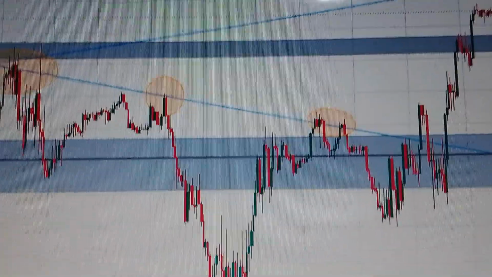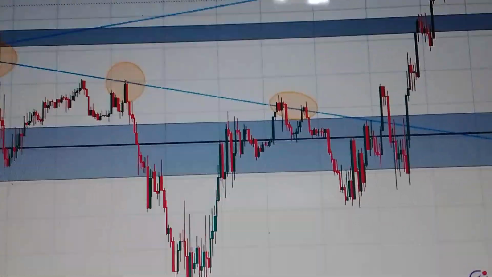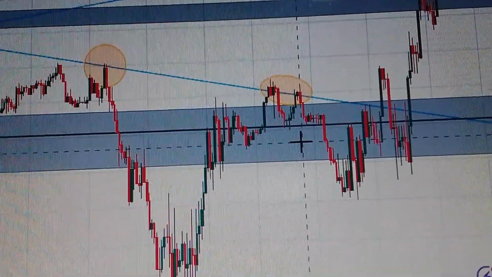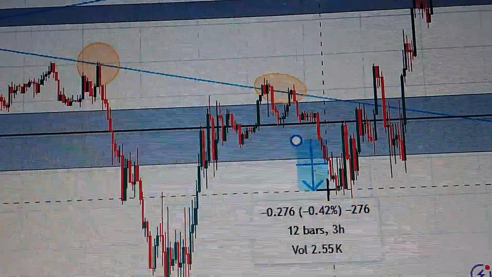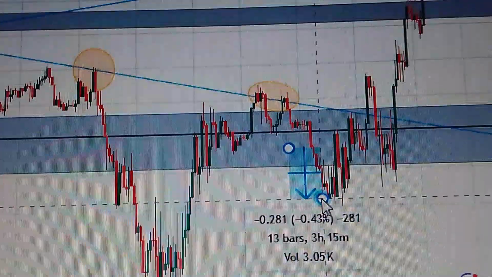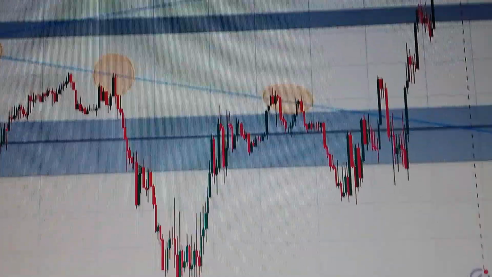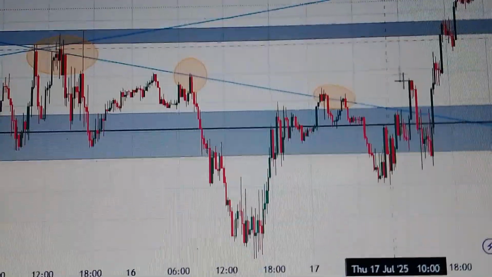Then I ran in some profit, about 10 or 20 pips. Let's see, calculating from here to here is actually 28 pips. So I ran in 28 pips of profit before running into that loss.